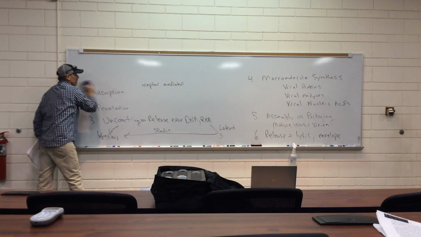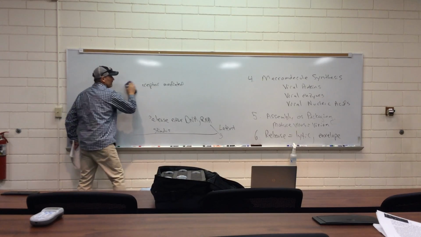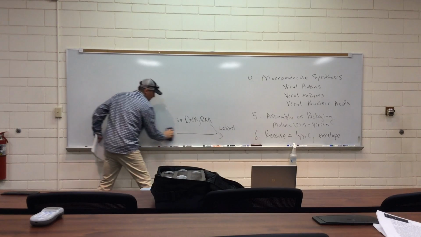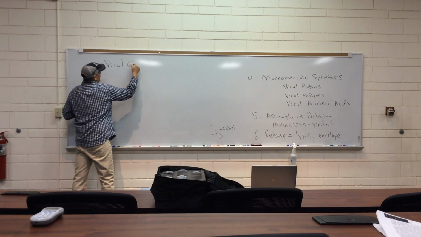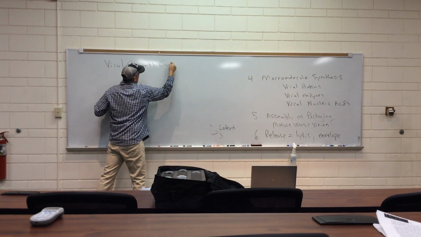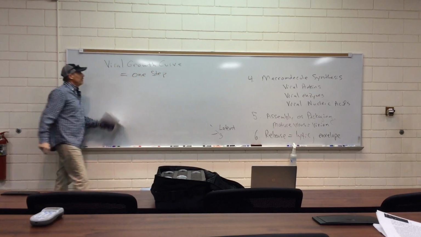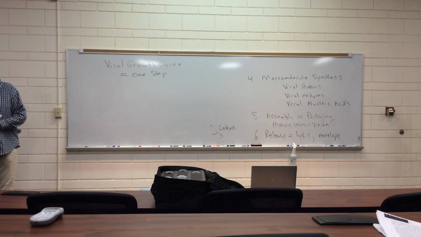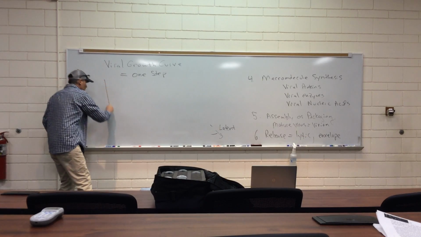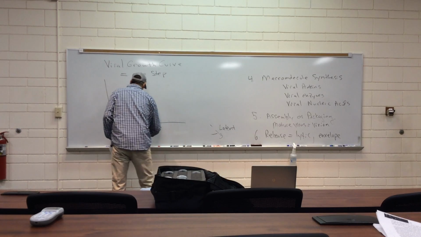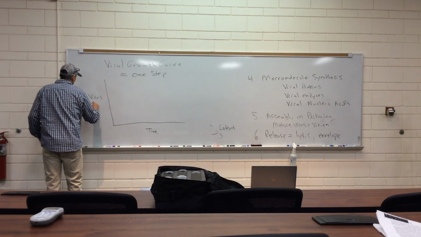To kind of back up this replication process, I think I left you with a viral growth curve, if I'm correct. Viral growth curves are also known as one-step growth curves, because they're not living, they don't die, so they just go up. Once again, we're going to graph time versus what we call virus titer.